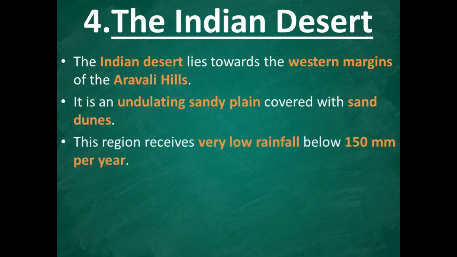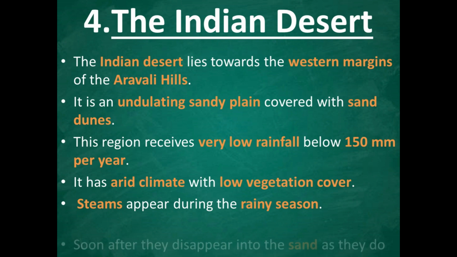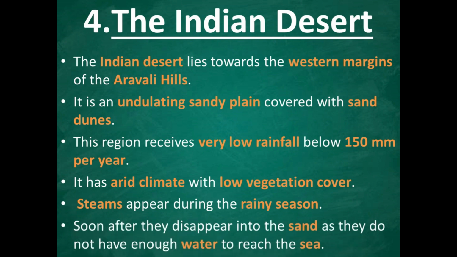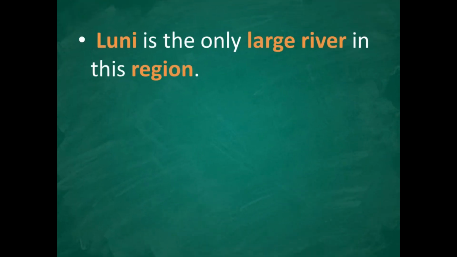This region receives very low rainfall, below 150 millimeter per year. It has arid climate with low vegetation cover. Streams appear during the rainy season. Soon after, they disappear into the sand as they do not have enough water to reach the sea. Luni is the largest river in this region.